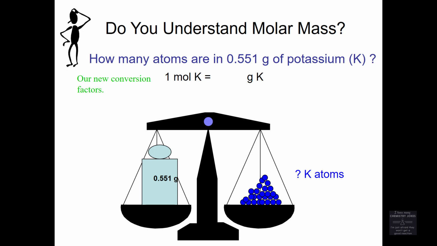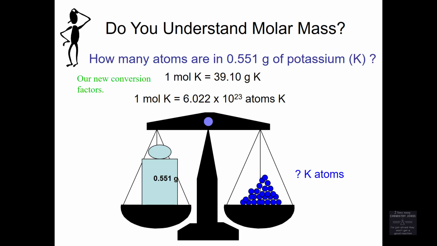So how much does 1 mole of potassium weigh? We look on the bottom of the periodic table and we find 1 mole of potassium weighs 39.10 grams. Okay, how many atoms are in 1 mole of potassium? That number is not unique to the element. 1 mole always means 6.022 times 10 to the 23rd of whatever. This time it's 6.022 times 10 to the 23rd atoms of potassium.